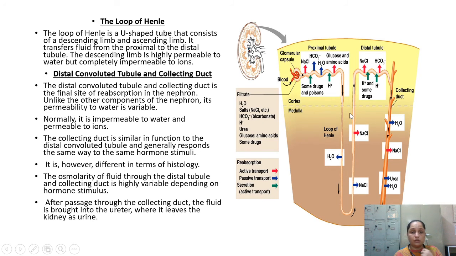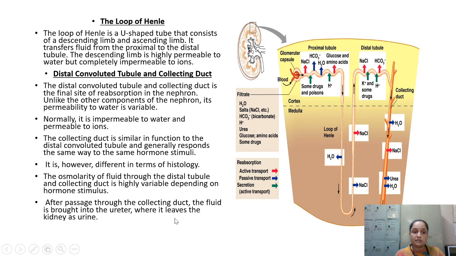Towards the distal convoluted tubule. This is basically its function. The descending limb is highly permeable to water, so water can move back into the renal circulation. It is highly permeable to water but completely impermeable to ions. Ions cannot be transported through this part of the loop of Henle, meaning the descending limb. When it becomes the ascending limb, then salt can be transported to the renal circulation.